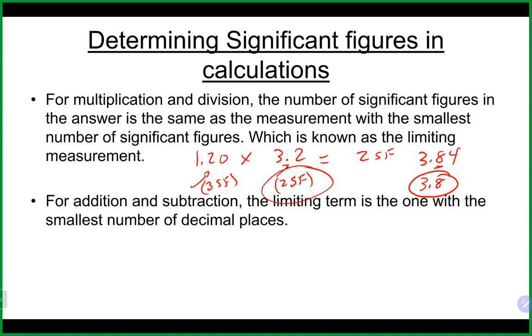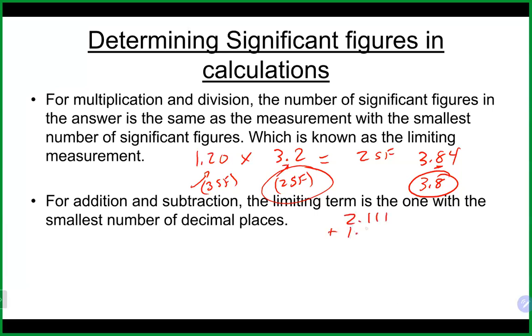When you add and subtract, it's a little bit different. You are still looking for the least number, but we're no longer looking at significant figures. We're actually looking at decimal places. So when you add and subtract, the least number of decimal places is how many decimal places your answer should have. So adding and subtracting, it's the smallest number of decimal places, not significant figures, that you're looking at.